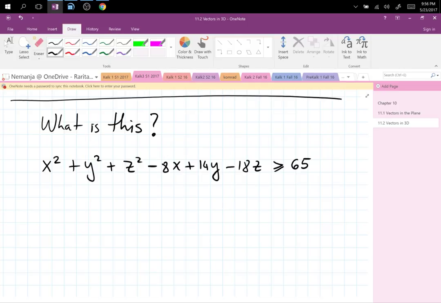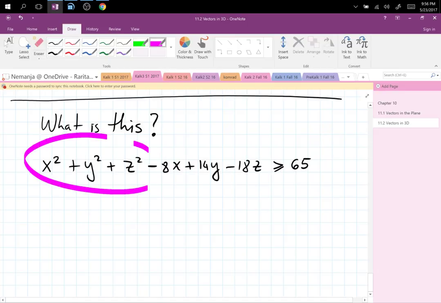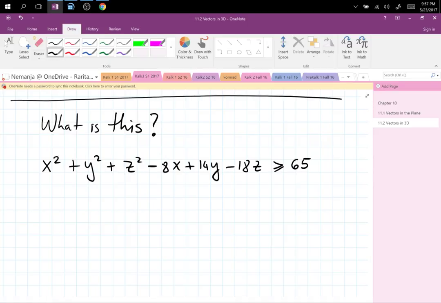All right, let's take a look at this together. So the core of this problem is here. We see x squared plus y squared plus z squared, which means this is something related to a sphere. But then we have this other part, which tells us we are supposed to do completing the square. So we're going to do it 3 times, and then condense this into an equation and see what it is.